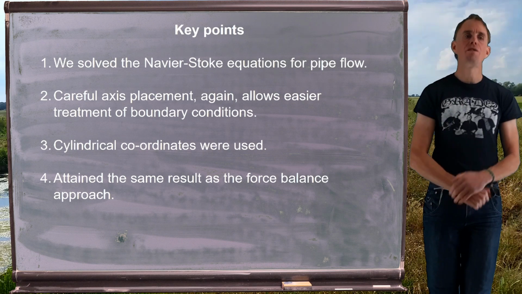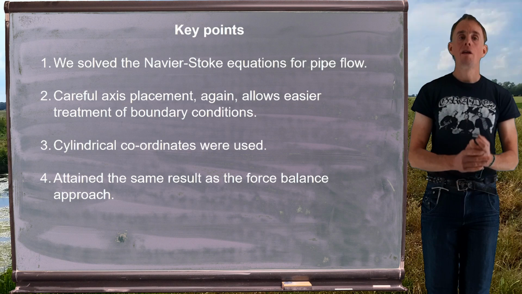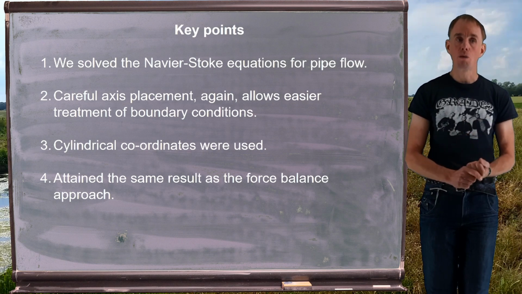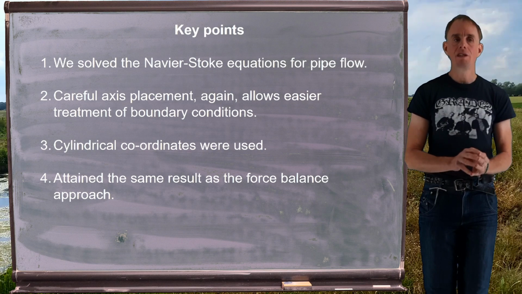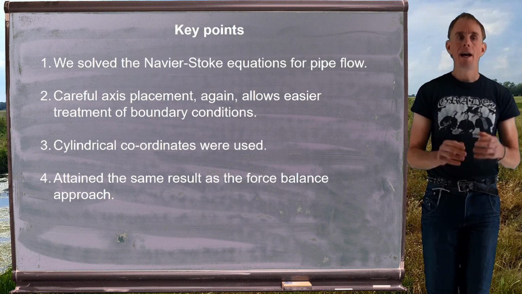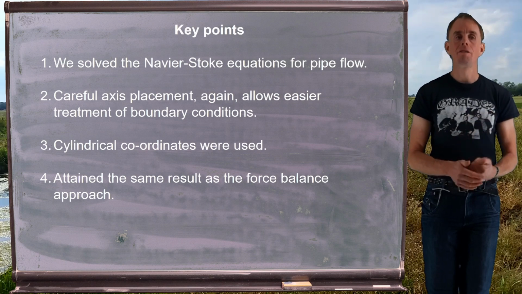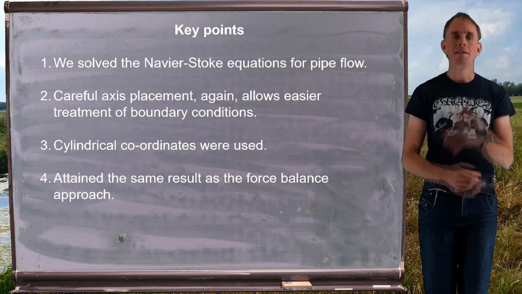So let's summarise a few key points. We've just solved the Navier-Stokes equations for pipe flow in cylindrical coordinates. We carefully judged where to put the axes because this allowed us easier treatment of the boundary conditions. And we obtained the same result as the force balance approach. So that's another way to get to the same answer.